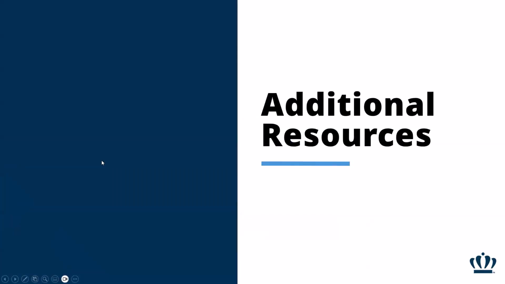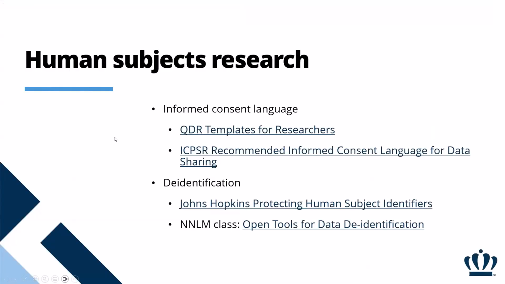Okay, so before we close, I just want to provide a couple of additional resources. I didn't cover human subjects research in too much detail today, but I did want to point out a couple of resources that might be useful if it is the type of research that you conduct. There are templates and recommended informed consent language that includes provisions for data sharing that you can use up front. There are also resources for de-identification. The National Library of Medicine has open tools for data de-identification. So if you're curious about those sorts of things, there's a couple of areas to get you started.